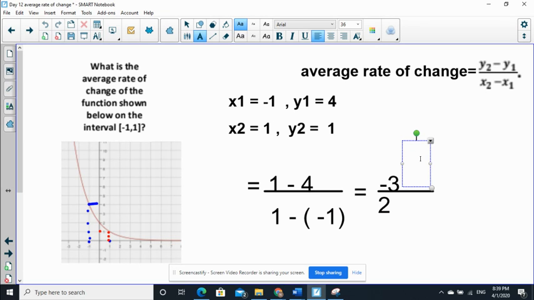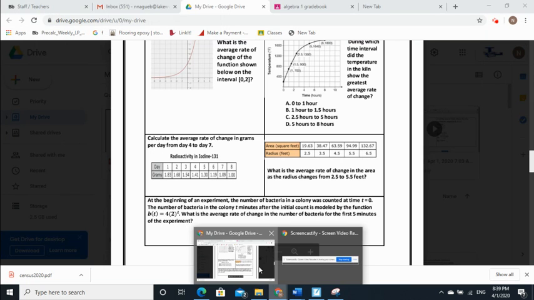Okay, so we have the average rate of change today. This is our work in your packet to find the average rate of change. Find any 2 points, x1, y1, x2, y2. Use this formula each time, y2 minus y1 over x2 minus x1, change in y over the change in x. This is the average rate of change. If you need any help, let me know.